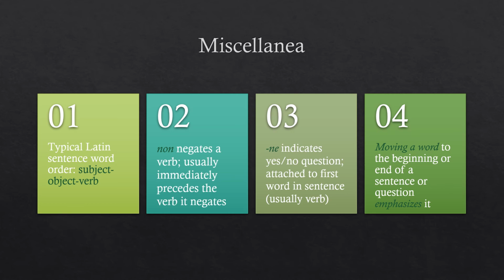To negate a verb, Latin uses the word non. Non most often immediately precedes the verb it is negating, though it may occur elsewhere in the sentence. Context is your best friend. To form a yes or no question, Latin adds ne to the end of the first word in the sentence. In this case, the first word is usually the verb, but it may be any word that the speaker wishes to emphasize.